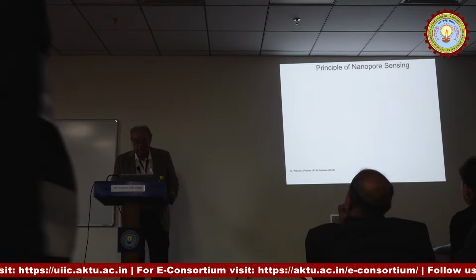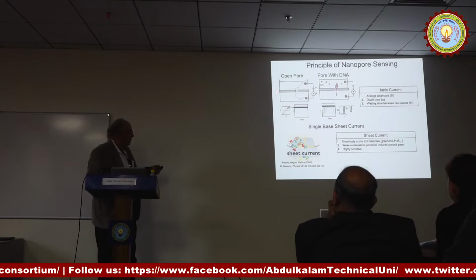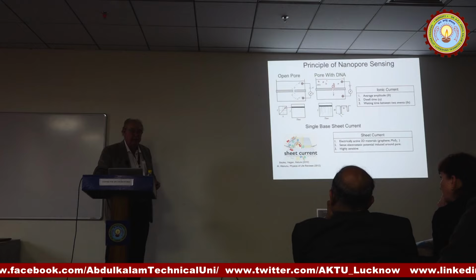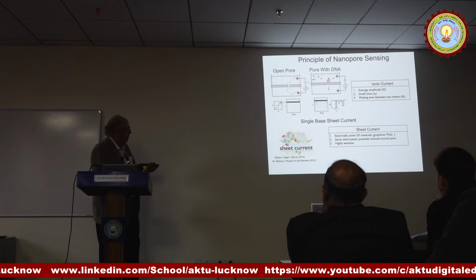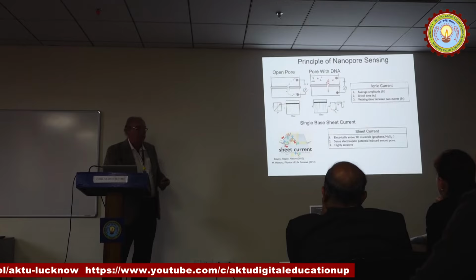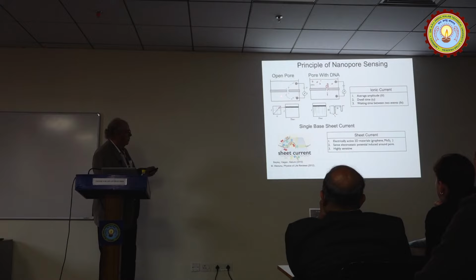So the principle of nanopore sensing is that you have an electrolytic cell with a membrane and a small hole that we call the pore. The electrolytic cell is a solution with some salt, and we put two electrodes right here. You apply a potential difference, and because the salt is ionized, we have ions like potassium and chlorine, dissociated, some positive and some negative, and you have a current flowing through the pore. This is an ionic current.